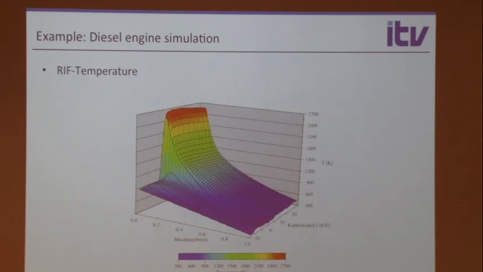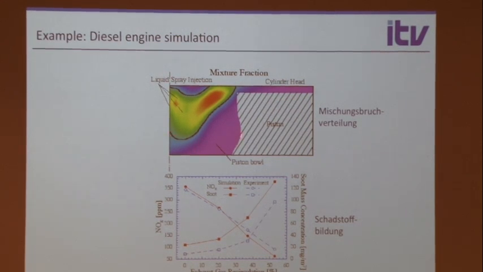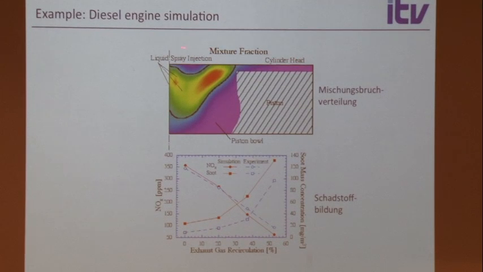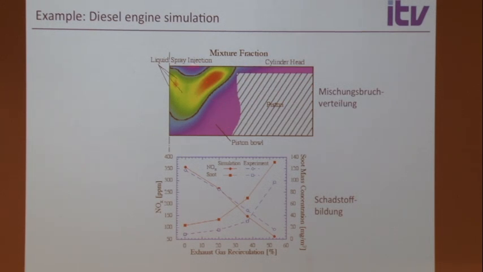These are just some specifications. Let's look at this here first. So this is just half of the cylinder. This is the cylinder, this here would be the cylinder head, and this is the piston, and this is the piston bowl area. This is the injection. Here it goes into the piston bowl, and you see this here is the mixture fraction. You see it's rich here, and it goes here into this crevice.